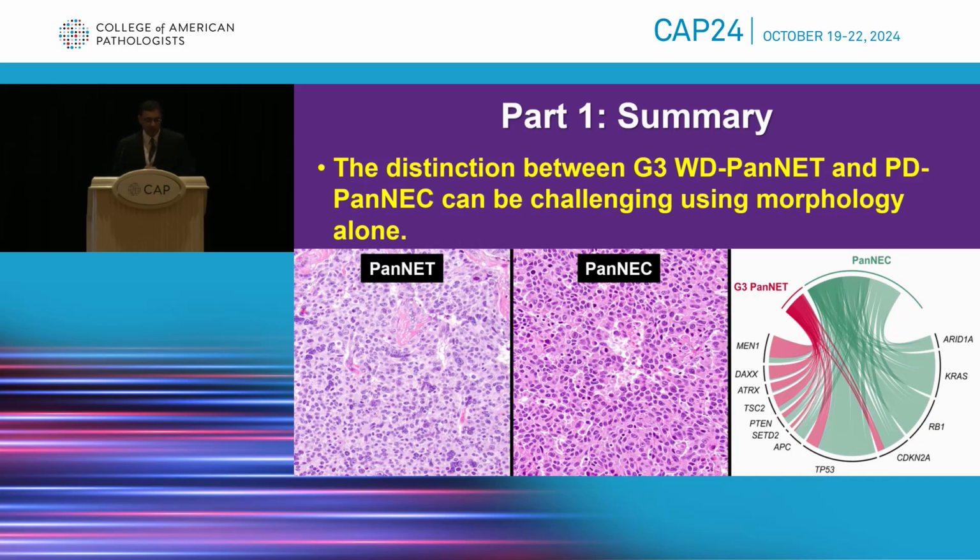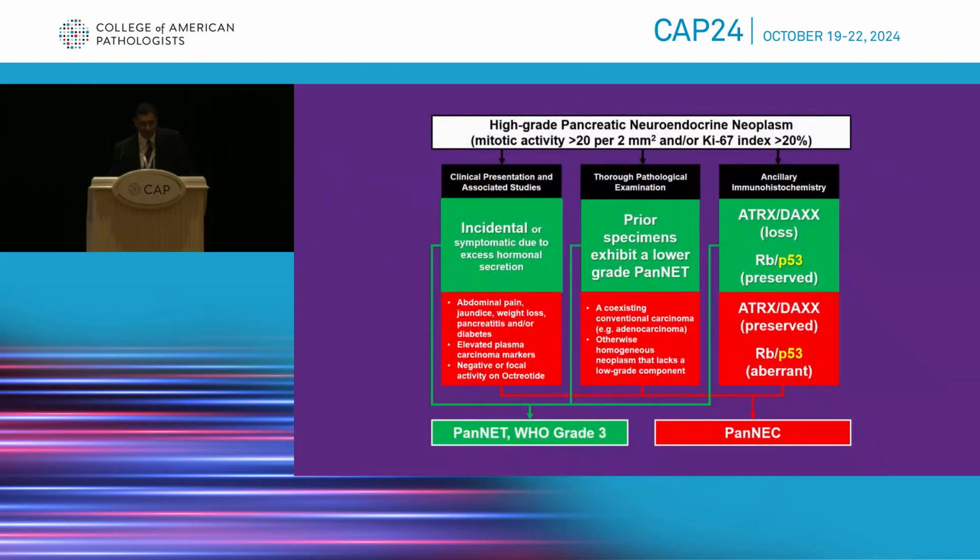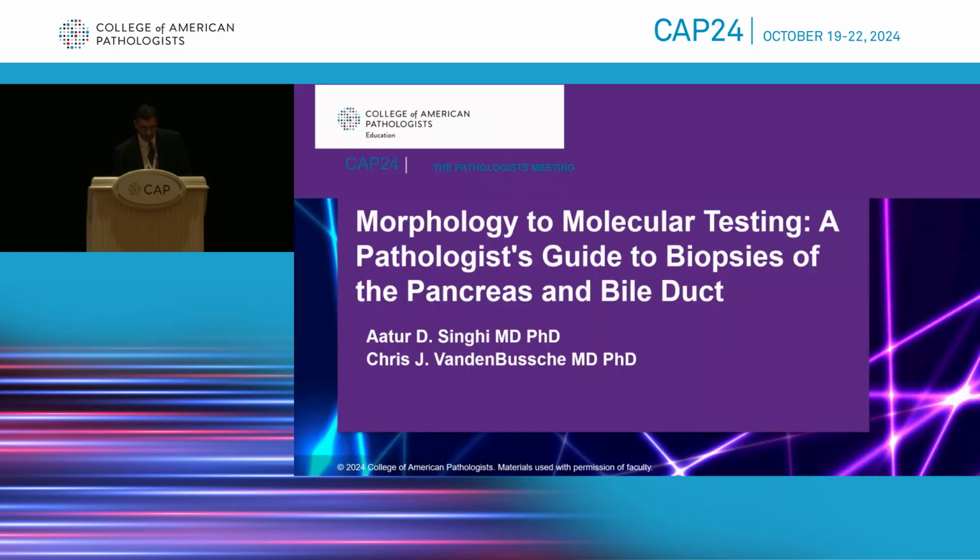And the distinction between G3 well-differentiated neuroendocrine tumors versus poorly differentiated pancreatic neuroendocrine carcinomas certainly can be challenging. But I would admit that looking at not just the immunohistochemical features and morphology, but also relying on imaging findings and prior pathology, can be really helpful, taking the patient in the whole context and getting as much information as possible before rendering a diagnosis. And with that, we'll pass it off to Chris, and we'll deal with questions after the session.